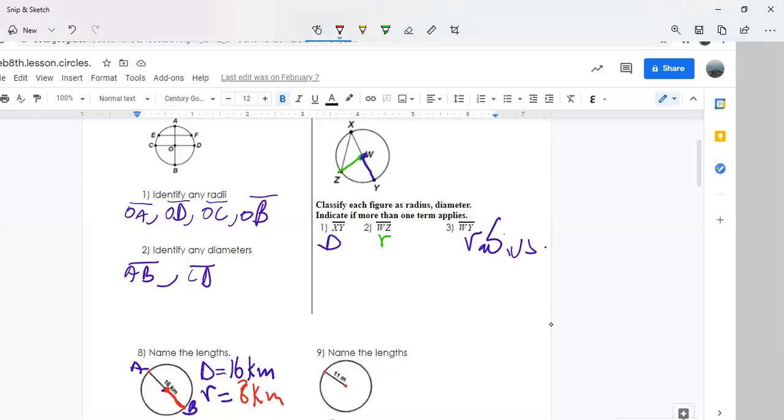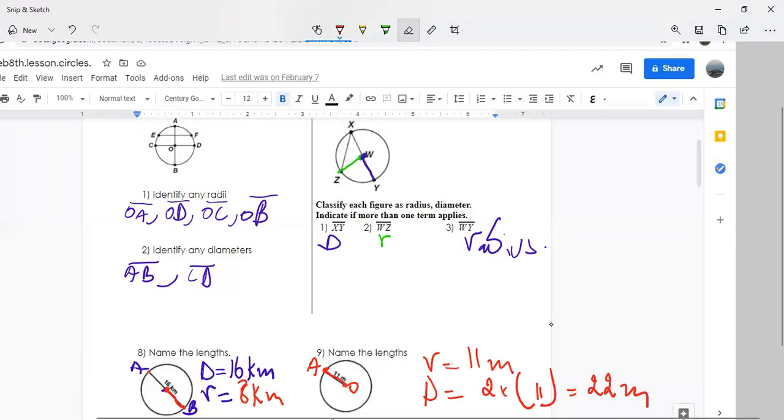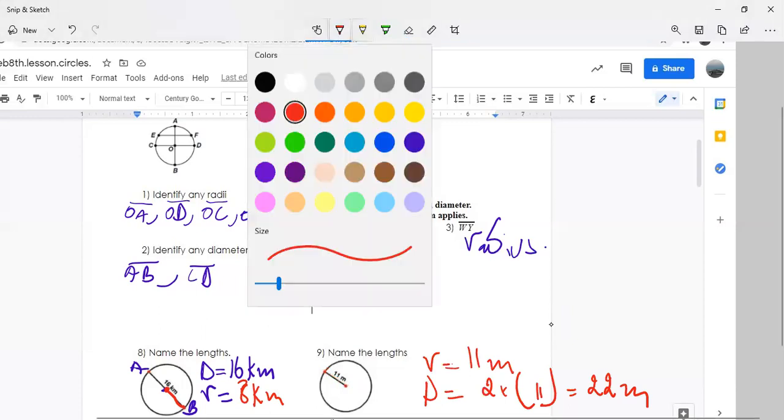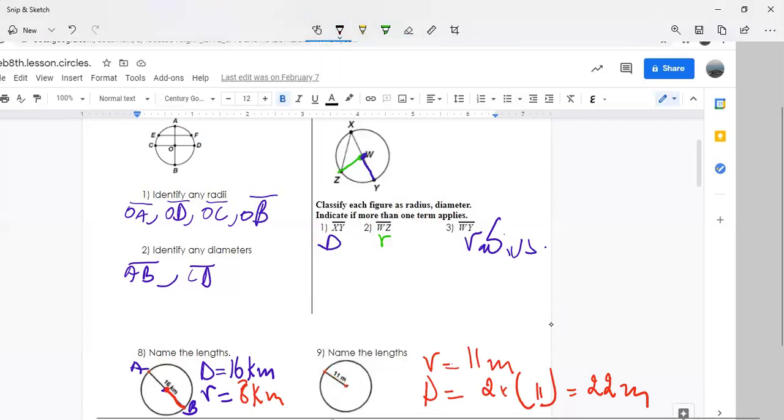Here, number 9, this is a radius. So r is 11 meters because it starts from the center and goes to the circle. Think of it as OA is a radius. The diameter is twice that, so 2 times 11, which is 22 meters. Two radii put together make a diameter. If I extend this line to here, that becomes a diameter, and each part is 11, and two of them make 22.